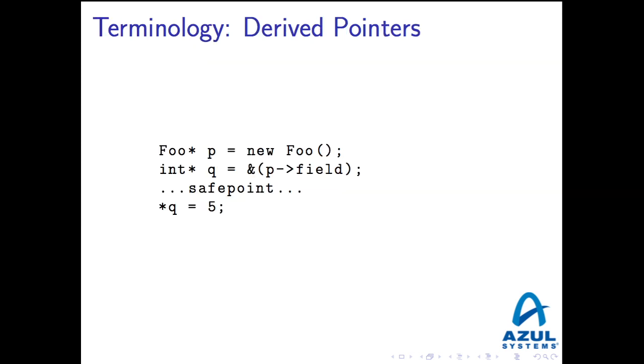Now, I need to introduce some terminology real fast, just so we're all on the same page, which is the term derived pointers. All I mean by this is a derived pointer is a pointer which is derived from another pointer. So for example, in this case, we've got the pointer q, which is an address of a field inside an object, but it is not a pointer to the base of the object itself.